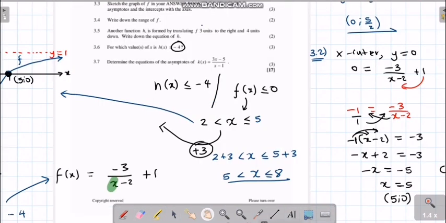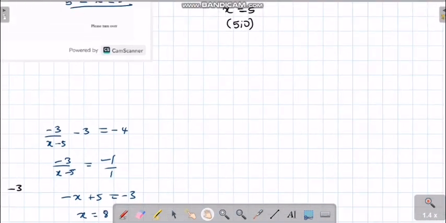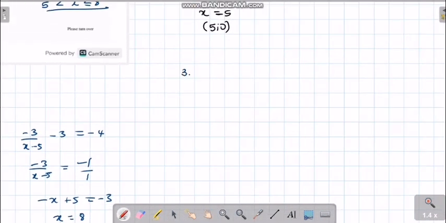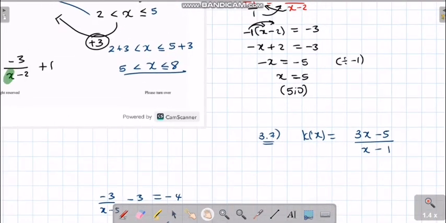Okay, so now our last question says determine the equations of what? The asymptotes of k of x, which is equal to 3x minus 5 all over x minus 1. Okay, so this is a hyperbola function, but it is written in a different form. Okay, so now let's answer our question. It says k of x is equal to 3x minus 5 all over x minus 1. Let's check.